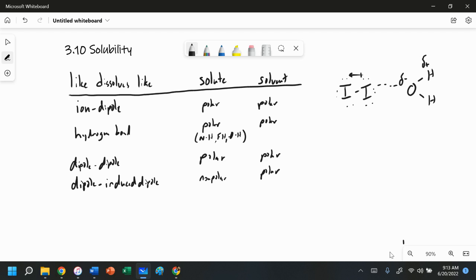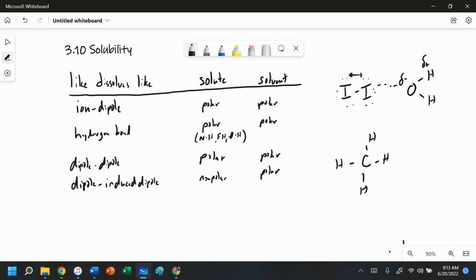Now, small molecules, such as methane, is not very polarizable. There's not very many electrons in the molecule, and so they can't shift very easily to create an induced dipole. So methane won't dissolve in water hardly at all because it is very hard to induce a dipole in that methane molecule. So dipole-induced dipole, this is a nonpolar solute dissolving in a polar solvent, but this is not going to happen very well, and it's due to that induced dipole in the solute.